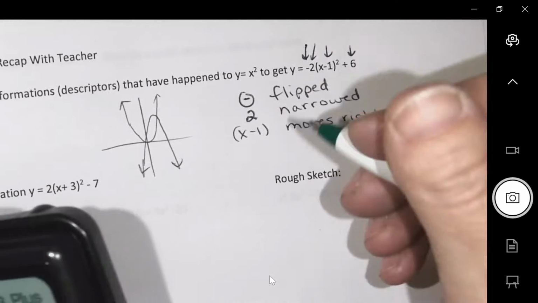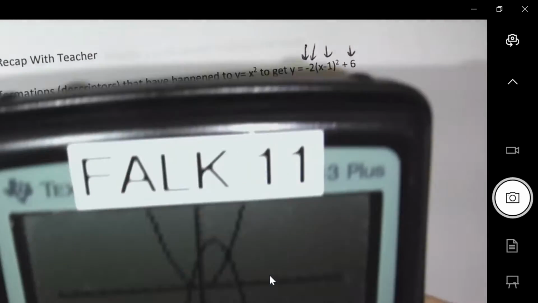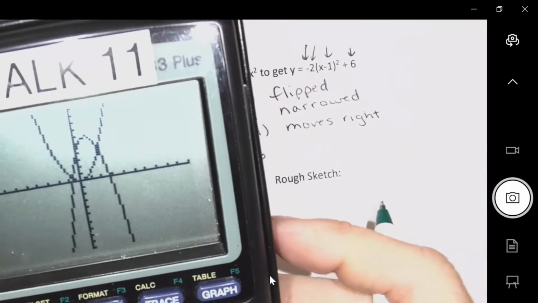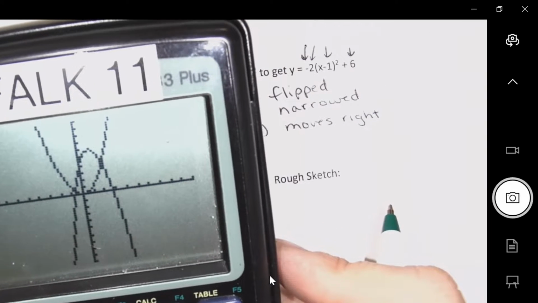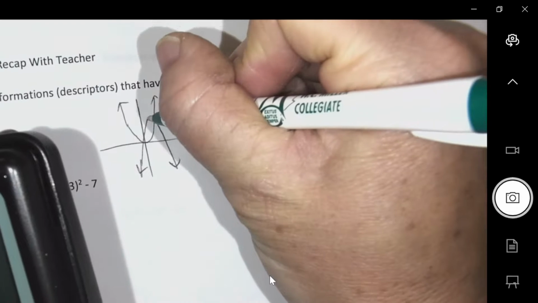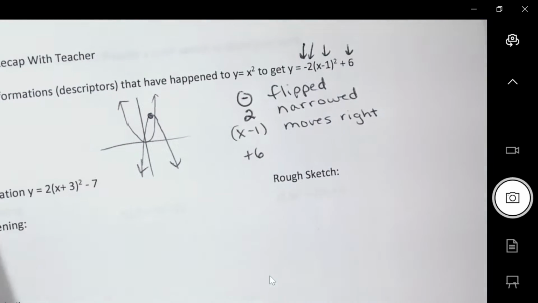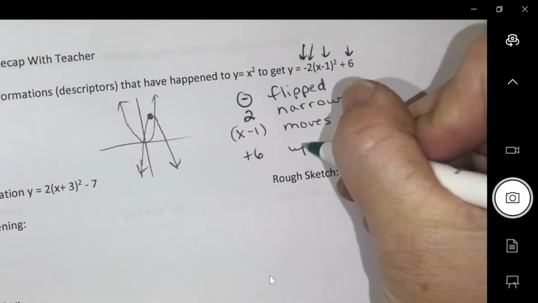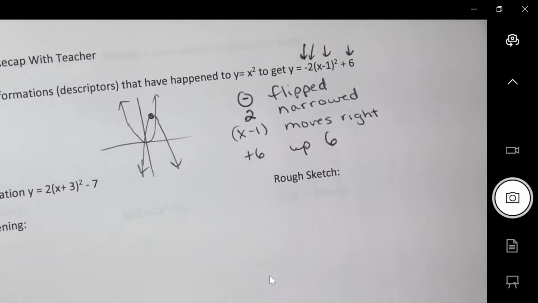Okay, and anybody know what the +6 did at the end? Like, where is this point on the top there? It went right 1 and moved up 6. So those are the 4 answers that I'm looking for.